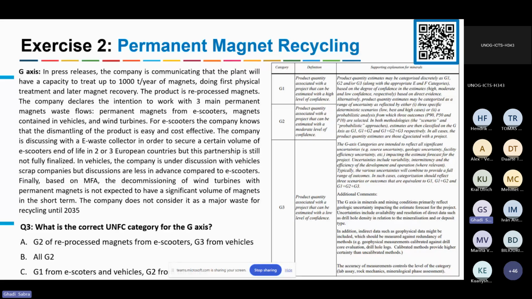Finally, based on the MFA, the material flow analysis, the decommissioning of wind turbines with permanent magnets is not expected to have a significant volume of magnets in the short term. The company does not consider it as major waste for recycling until 2035. So what is the correct category for the G-axis here? Is it G2 of reprocessed magnets from e-scooters with G3 from vehicles? All of them are G2, or G1 from e-scooters and vehicles, and G2 from wind turbines.